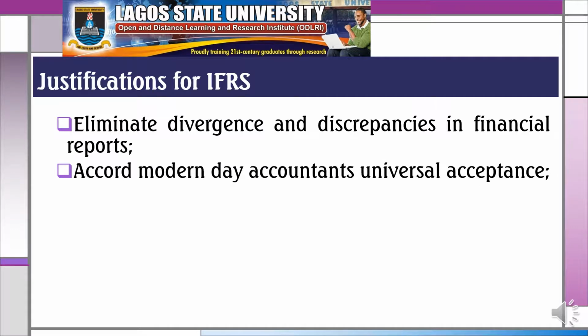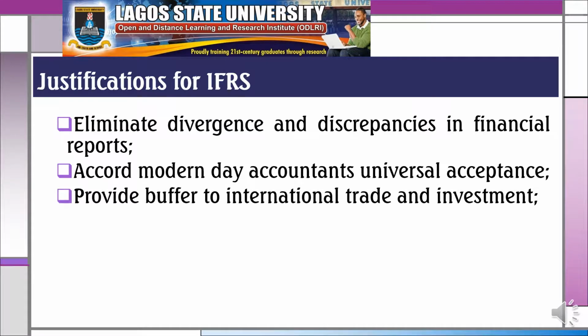IFRS is called modern day accountants' universal acceptance. Universal acceptance. And this is simply because you speak one common global language for conducting business affairs. So IFRS provides a buffer to international trade and investment. That is one of the major reasons for adopting IFRS. So it ensures free flow of goods and services. Capital mobility is one of the things that IFRS is expected to aid.